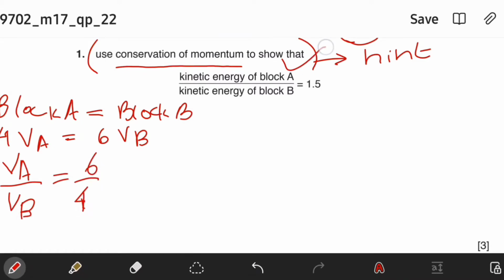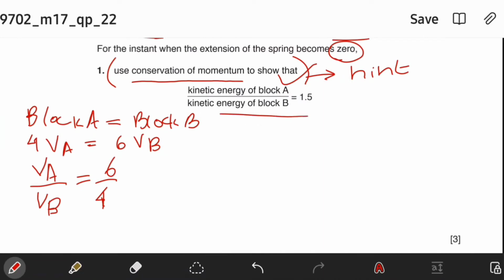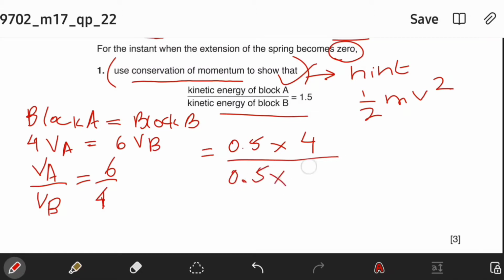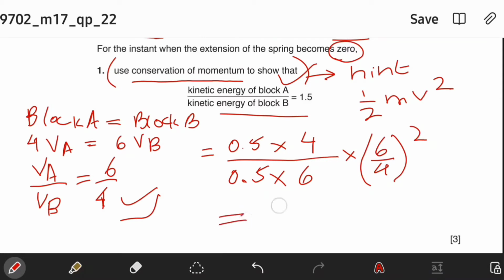So here we have done this. Now we need to find this. We need to show this. So kinetic energy formula is half mv square. So the ratio would become what? 0.5 into the mass of block A, which is 4, and 0.5 into mass of block B, which is 6. And for velocities, you just need to put in the ratio that you found out here and square it. Doing this calculation would give you an answer of 1.5. Moving on.